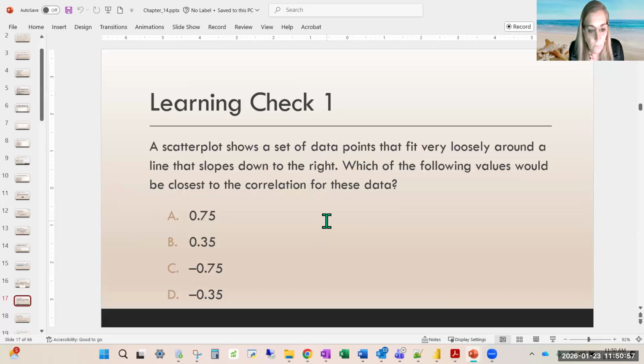All right, so let's do our first learning check. Say you have a scatter plot that shows a set of data points that fit very closely or very loosely around a line that slopes down to the right. Which of the following values would be closest to the correlation for these data?